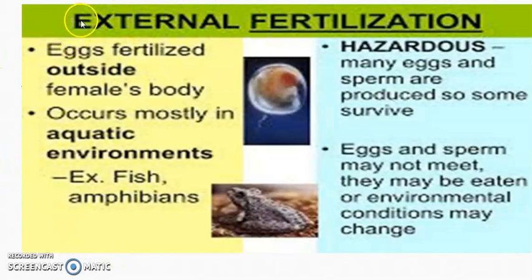As I told earlier, fertilization is either external or internal. In the case of external fertilization, both gametes are released into the environment, and that environment is aquatic, meaning water. This type of fertilization is present in fishes, amphibians, and all organisms which usually live in water.